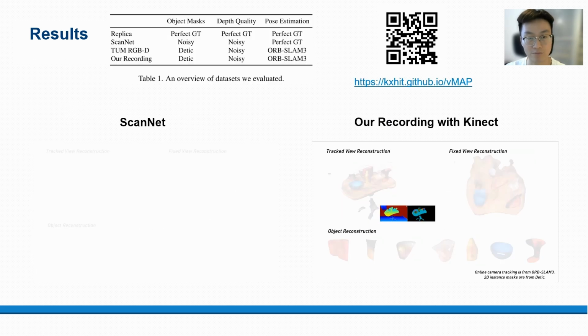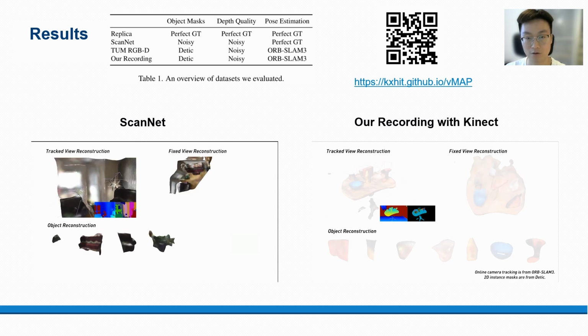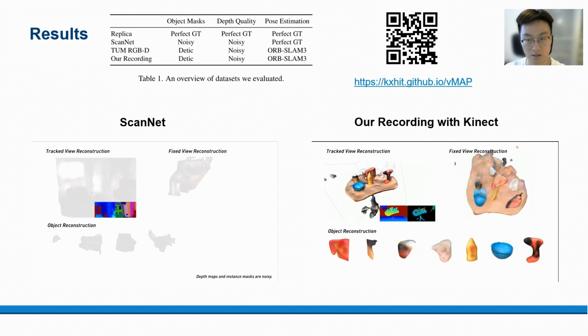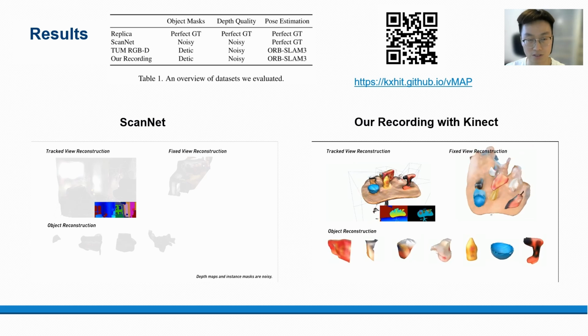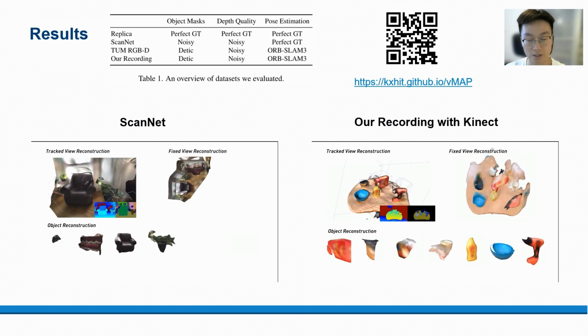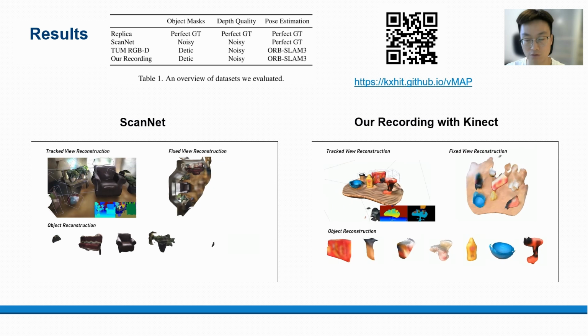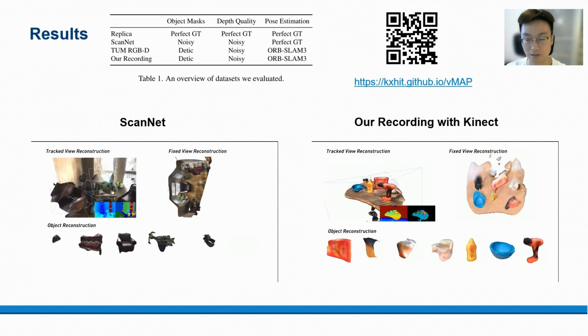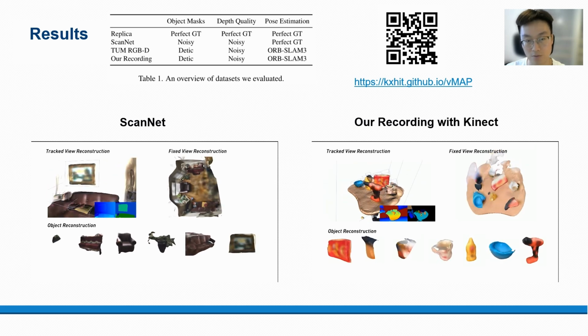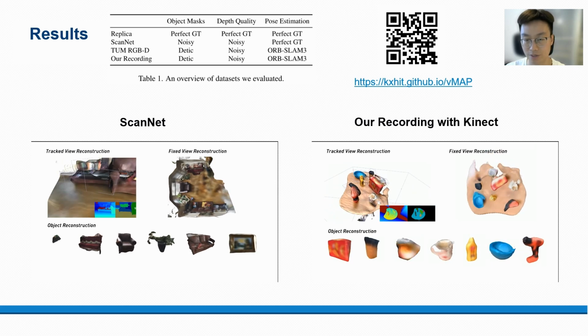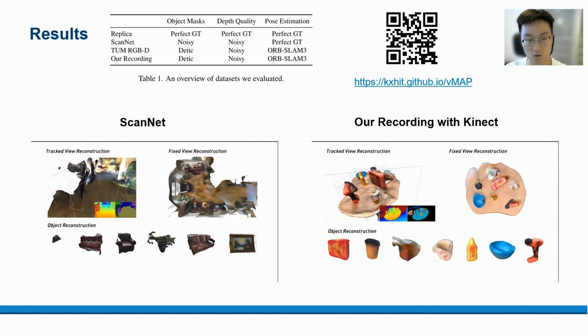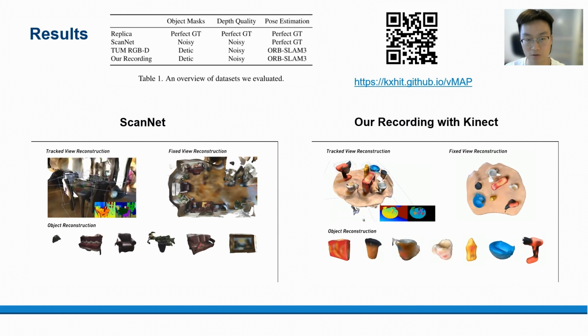We show vMAP results on real-world data. For ScanNet, as we can see, the object masks and depths are noisy. And for our own recording with Kinect, we use an off-the-shelf object detection frontend, DETIC, and adopt real-time camera pose estimation from ORB-SLAM3. vMAP can get more complete reconstruction of multiple objects in real time.